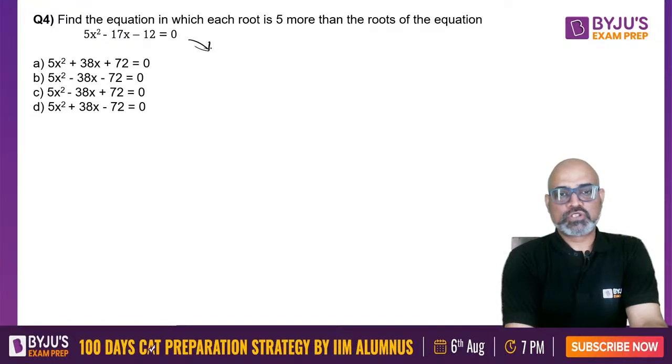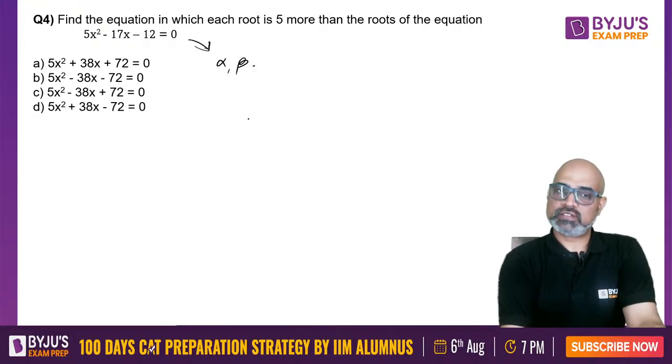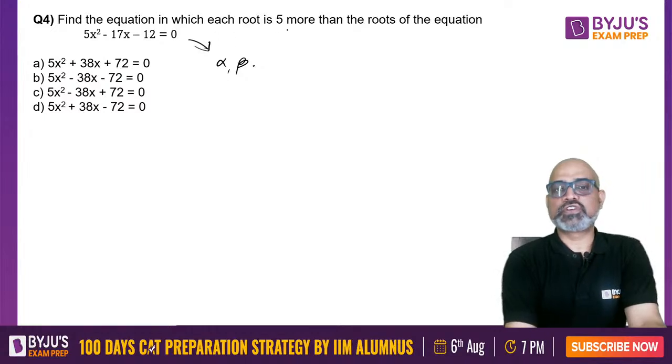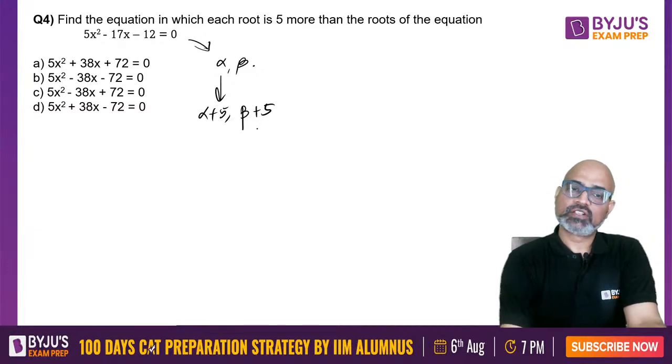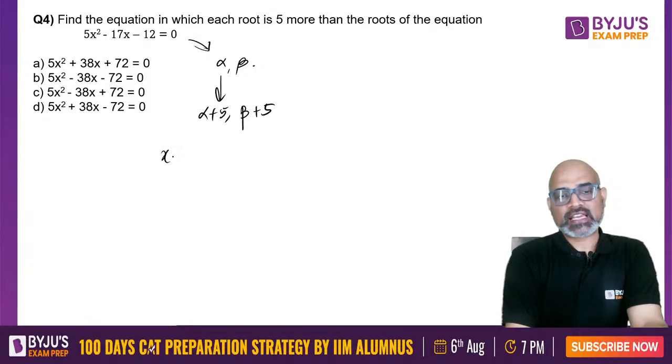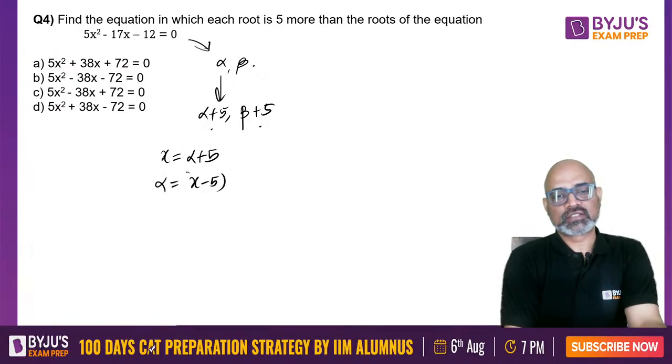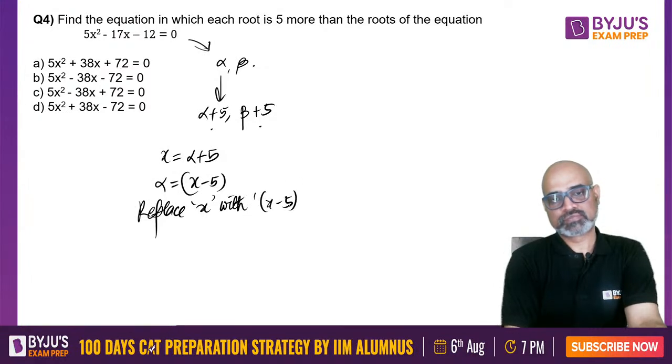So suppose the roots of this equation are alpha and beta, now you are asked to figure out an equation whose root is 5 more than the roots, right? So what you do is, you write x is equal to one of these two, alpha plus 5 or beta plus 5, either one will do. Then you write alpha in terms of x. Now what you have to do is replace x with x minus 5. That is, instead of x put x minus 5 and you will get your answer.